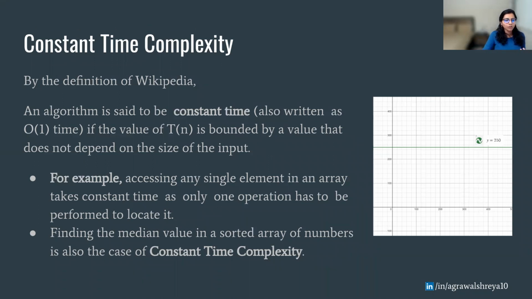And another example of it is finding the median value in a sorted array of numbers where you already know the number of elements present in that array. So you only need to find that median value because you can calculate it, right? You know what the median value is.